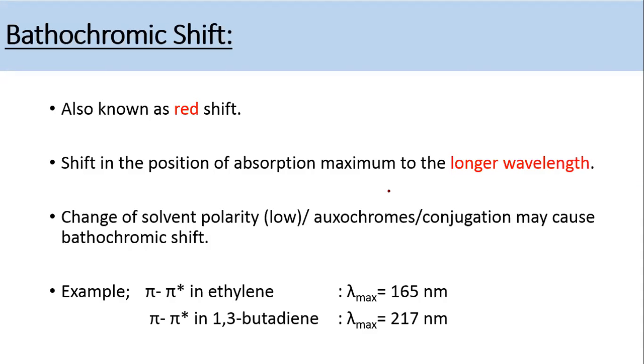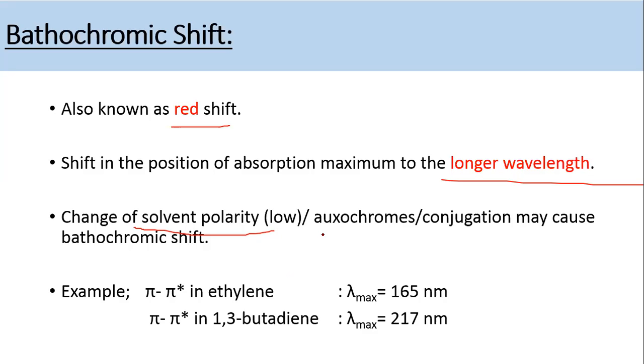Now let's discuss the bathochromic shift. As we discussed earlier, the bathochromic shift is also known as a red shift, and it is the shift in the position of the absorption maximum towards the longer wavelength. Now, what can cause the bathochromic shift? Bathochromic shift is mainly observed by, number one, a change of the solvent polarity towards the lower side, that means by decreasing the polarity of the solvent. This is mainly observed when your compound is also polar in nature.